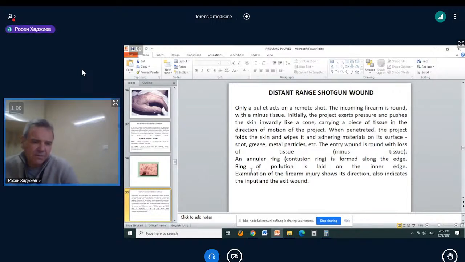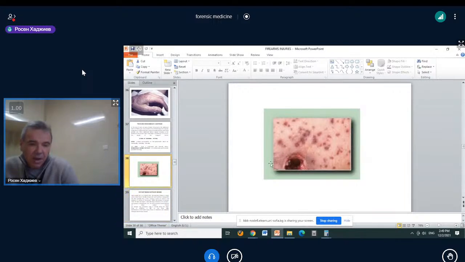In some cases, we will have the ring of pollution left by the soot grease, but more often we'll not see this ring of pollution. But always we see this minus tissue in the middle. It's a lack of tissue, because the bullet, based on its rotational movement, tears the central part of the tissues and carries it away inside the canal, and abrades the edges of the wound because of the rotational movement. It makes them like a ring, a braided ring.